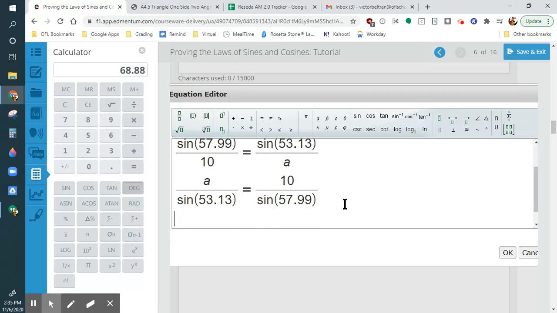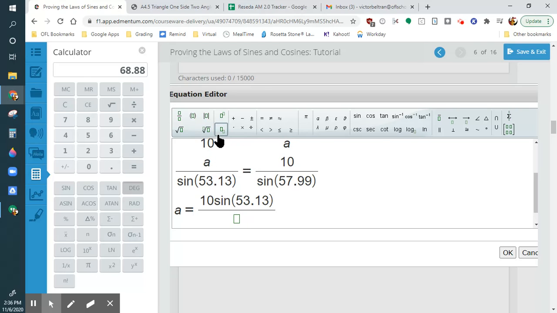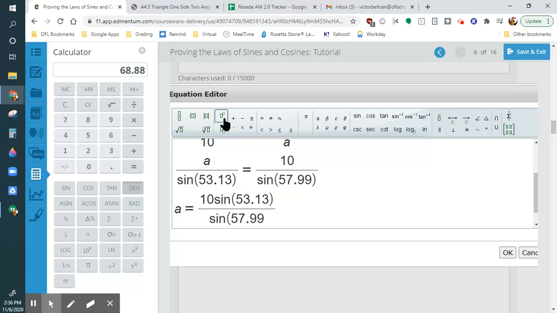Now what I want to do is solve for a. So I'm going to say a equals, I'm multiplying both sides by this sine. So I end up getting a fraction 10 sine 53.13. And I'm going to put on the bottom sine of 57.99. Now it's important to know that some students see this and they're like, oh, this means multiply because it's in parentheses. It actually is an argument. You put it in here and the function of sine kind of solves it for you.